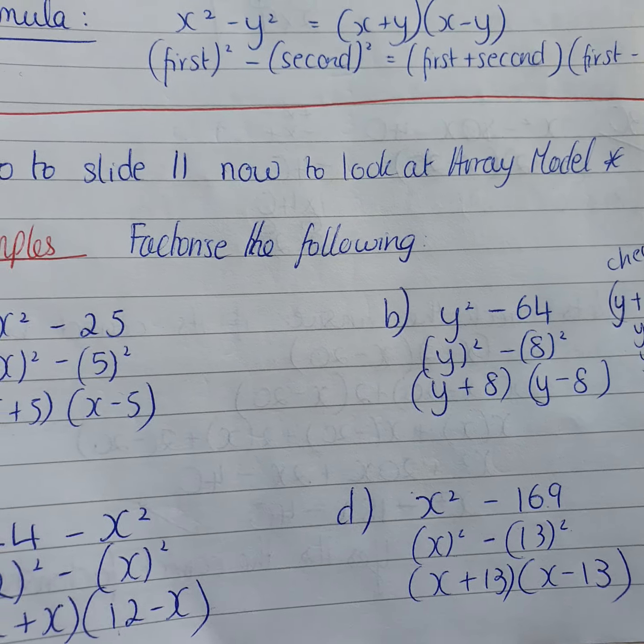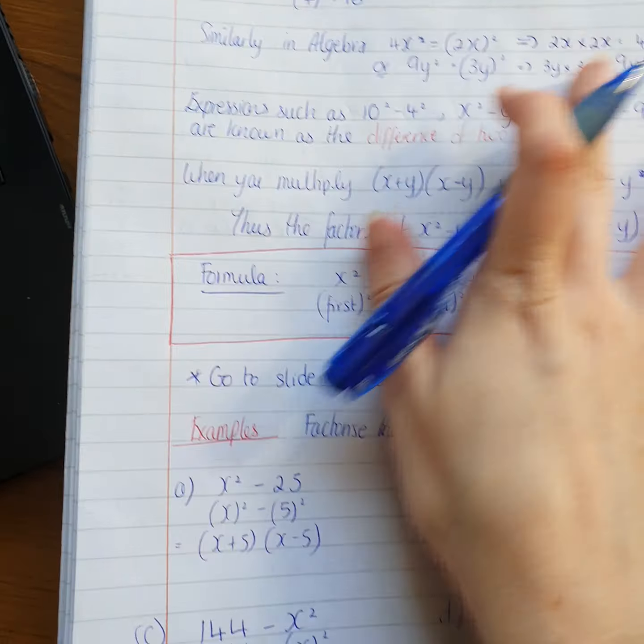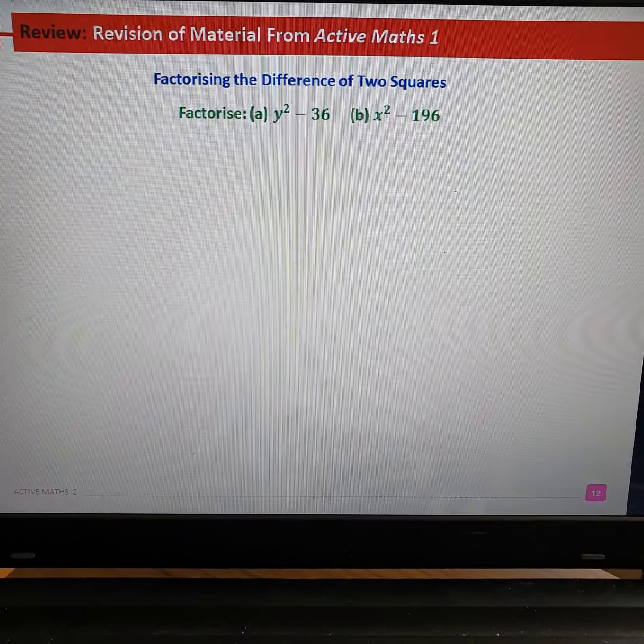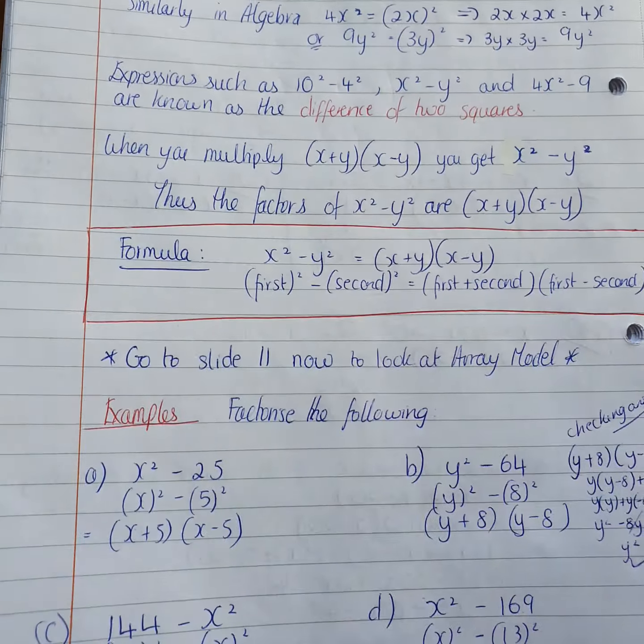So hopefully that makes sense, but I would like you to take down this page and the examples. You don't necessarily have to take down the examples that are on the array model. That is just showing you how they come up with the formula, but if you want to take down those other 2 examples as well, you can. You could have 6 examples, but these 4 are fine to take down, and make sure you understand this part. Okay?